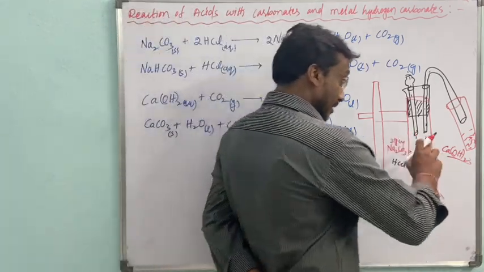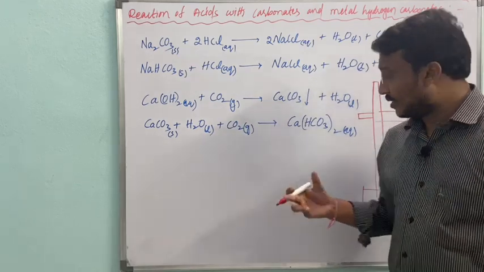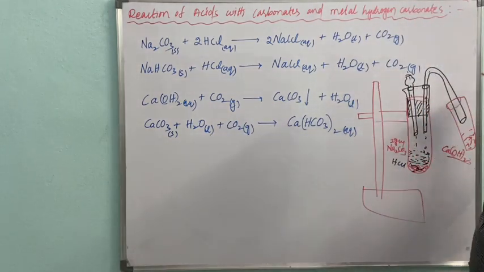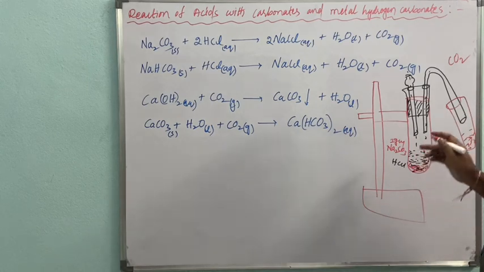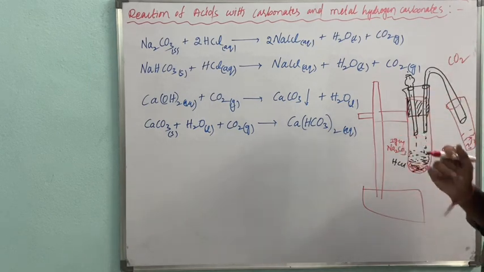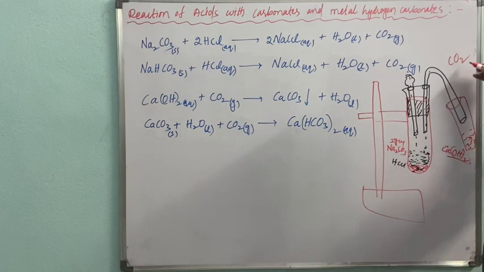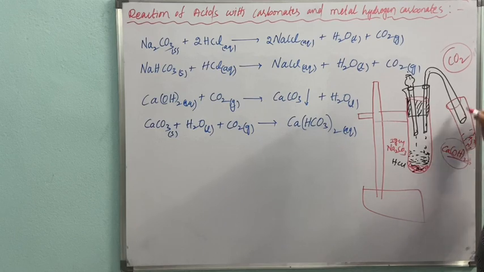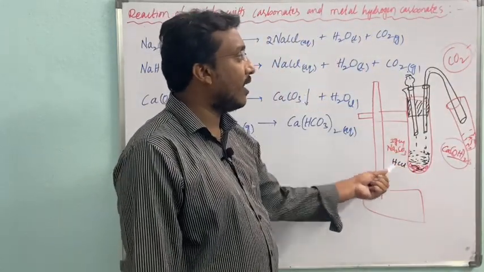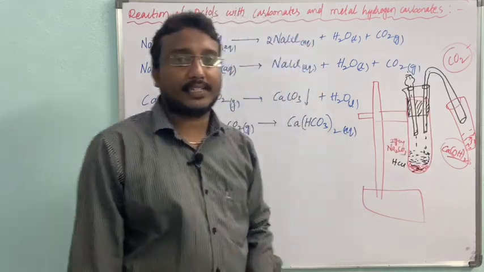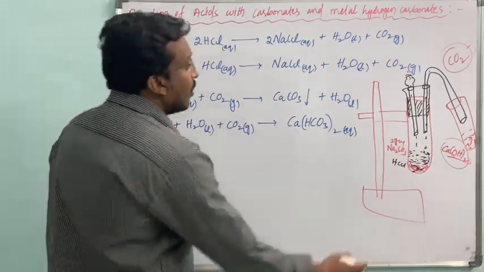That means calcium hydroxide, the lime water, turns milky white only when it reacts with carbon dioxide gas. This is also one of the tests of carbon dioxide. When carbon dioxide and calcium hydroxide react, it turns milky white. Then we came to know that the gas evolved in this reaction is carbon dioxide.